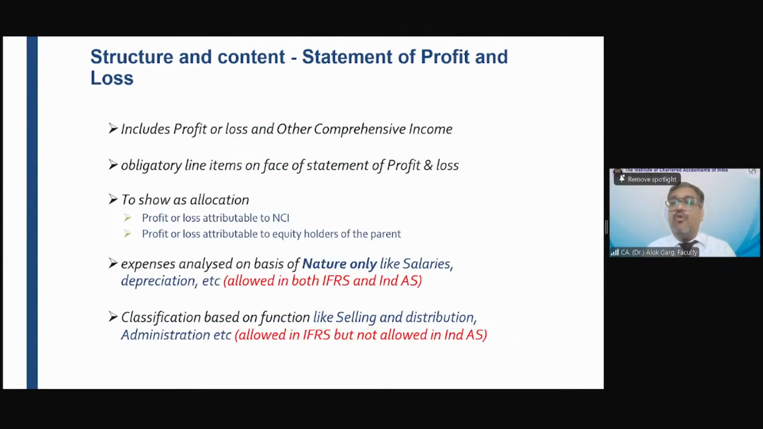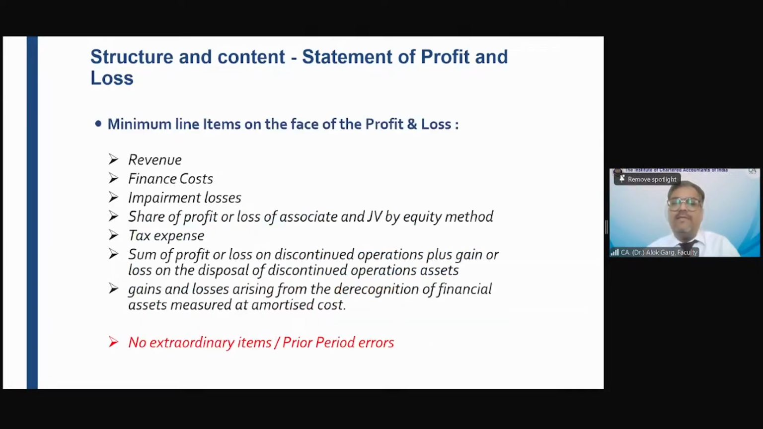Friends, there is no concept of prior period item in Ind AS. Why? Because whenever there is a prior period error, your comparative numbers have to be restated, a third balance sheet needs to be presented, and reconciliation and disclosure has to be provided as per Ind AS 8. Your expenses have to be provided only on the nature basis, so that is not relevant for you. There is a minimum line item on the face of the profit and loss, like revenue, finance cost, impairment losses.